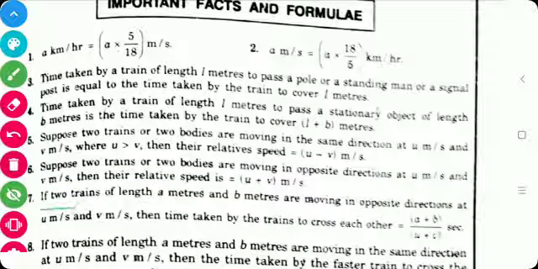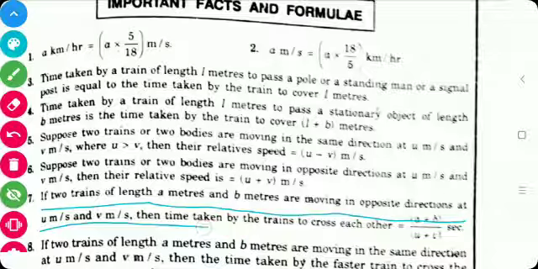Next, if two trains of length a meter and b meter are moving in the opposite direction at u meter per second and v meter per second, then the time taken by the trains to cross each other is a plus b upon u plus v seconds.